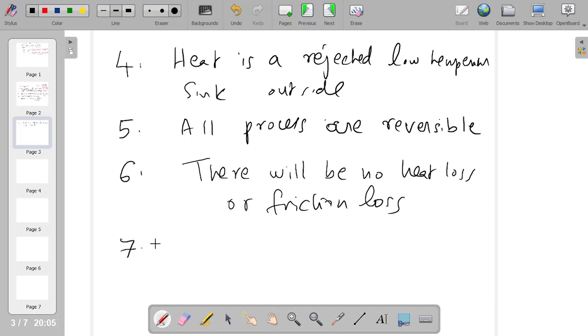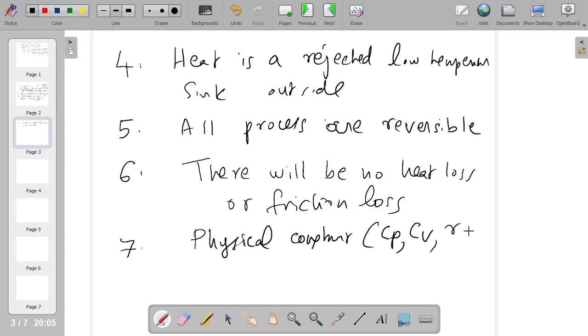And finally, the physical constants. So what are the physical constants? Physical constants means specific heats, Cp, Cv, gamma, etc. All these constants will not change in the entire cycle. That is, for a particular cycle we will have one Cp value and one Cv value.